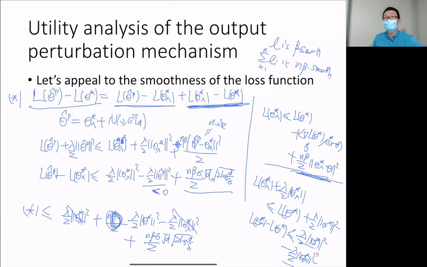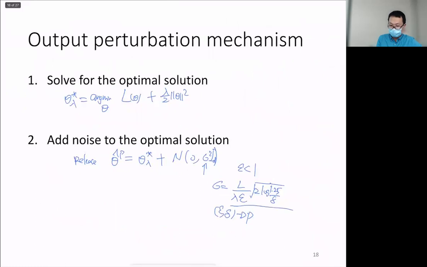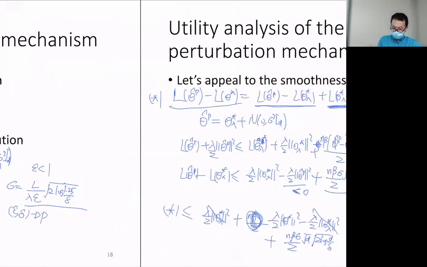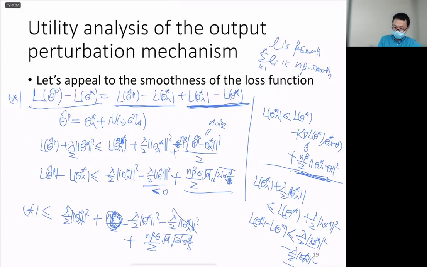Okay, so what is our choice of sigma from the previous page? Let's see, our choice of sigma is L over lambda epsilon multiplied with some logarithmic factors, right? So I realized that I shouldn't be using delta. I should be using, say, beta here, but I also can't use beta because beta is used for the smoothness. So let me use rho. Right, so this is a failure probability. So let's call it rho. But by substituting the choice of sigma, the noise level, into this expression.